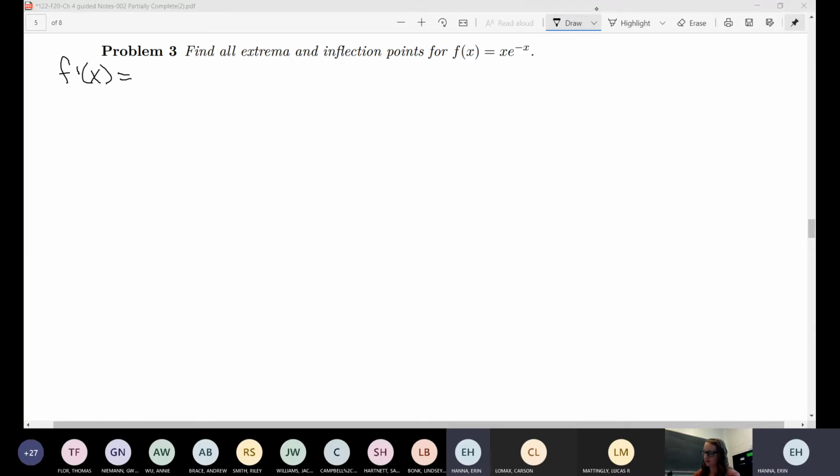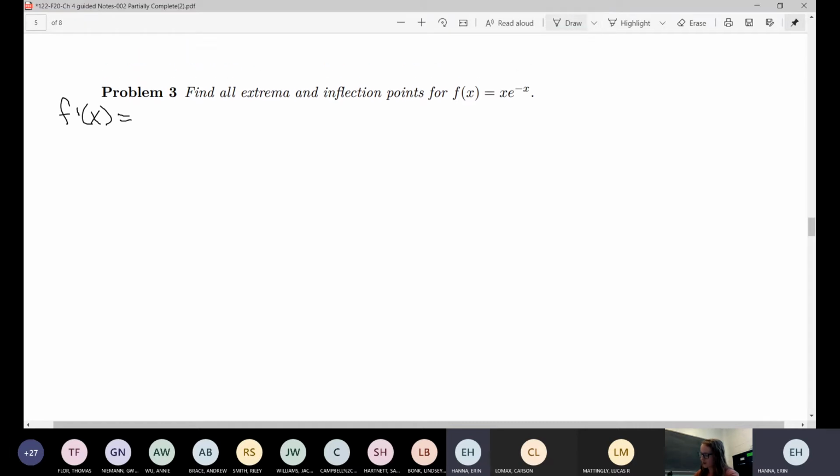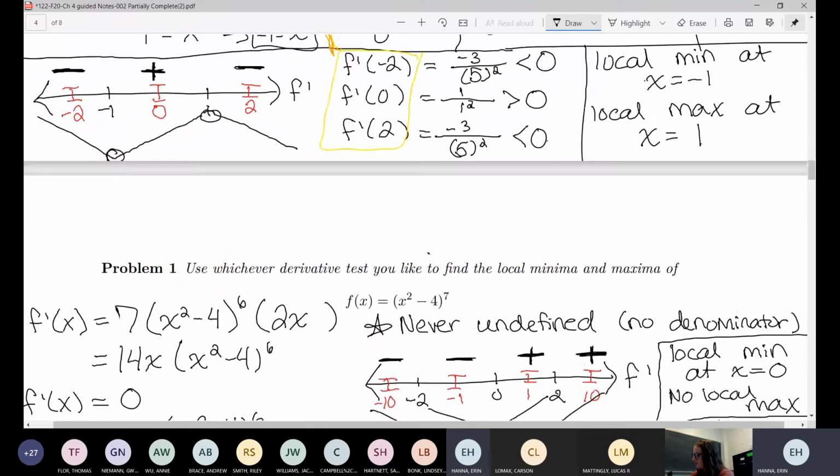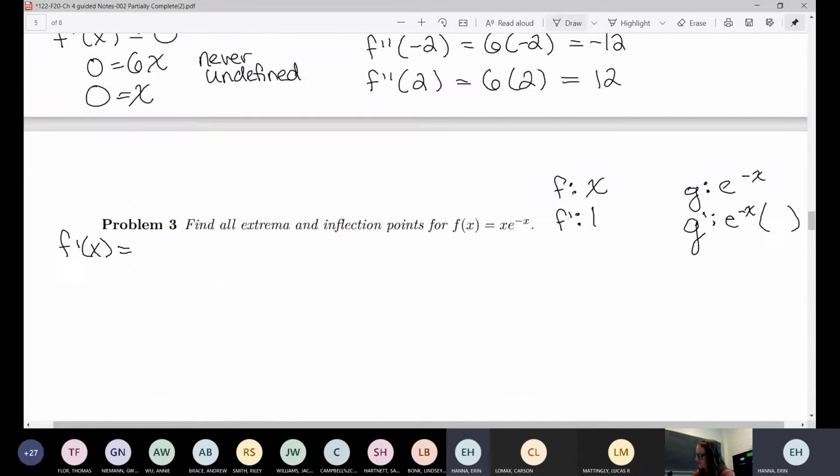So if I come off to the side really quick and do my little product rule chart, I'll do it over here so that I don't run out of space later on. So x and then e to the negative x, and then 1, and, well, we'll talk about this other one. e to the negative x is technically a chain rule. So the derivative of e to the something is e to that something, but then we have to take the derivative of the negative x, which will get us negative 1.